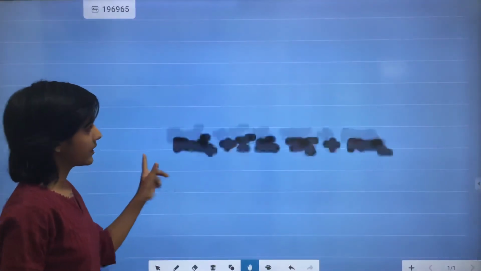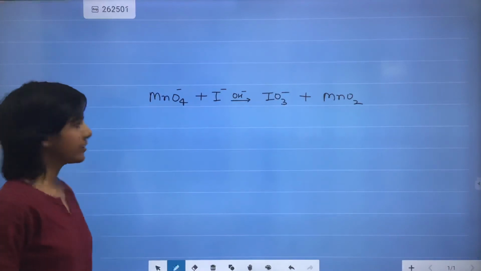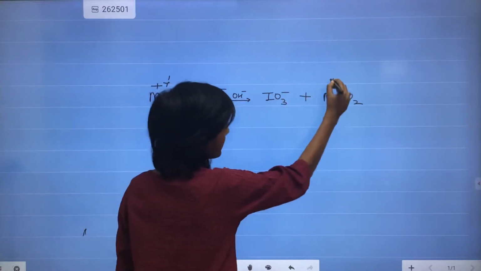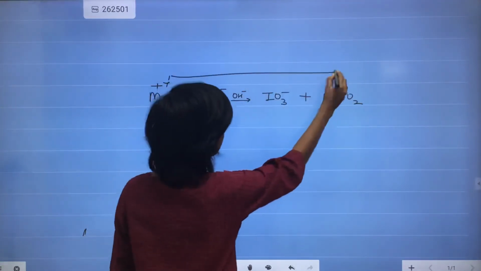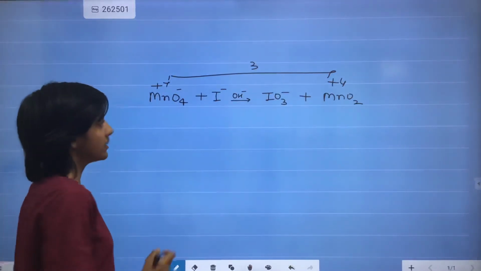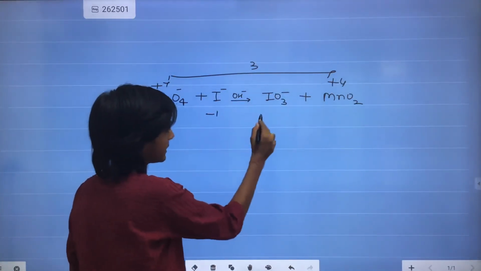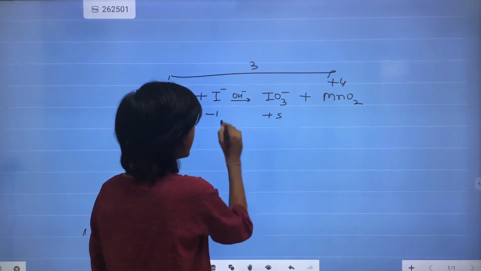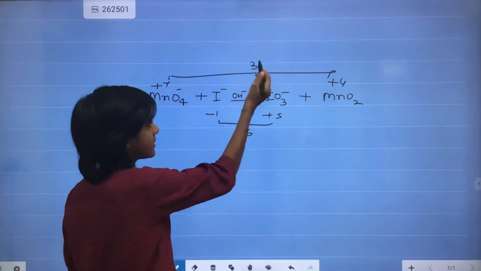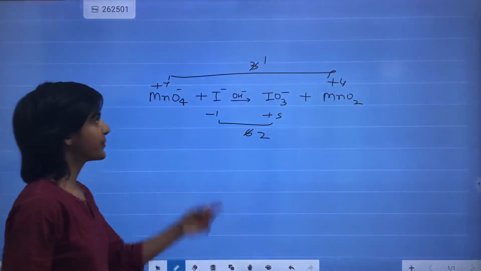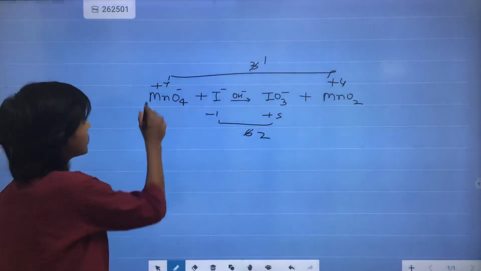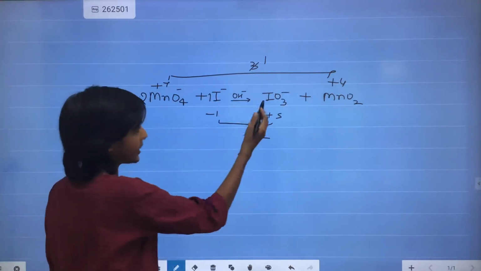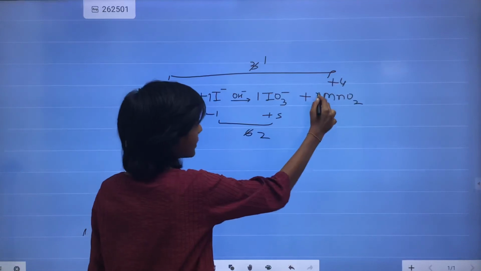Then next we talk in basic medium. So this reaction is in basic medium. The oxidation state of Mn here is +7 and here it is +4. So there is a difference of 3, and here the oxidation state is -1, and it is x minus 6 equals -1, which is +5. So there is a difference of 6. In the simplest ratio it is 1:2. So 2 moles of MnO4 minus oxidizes 1 mole of I minus, and this will be 2.